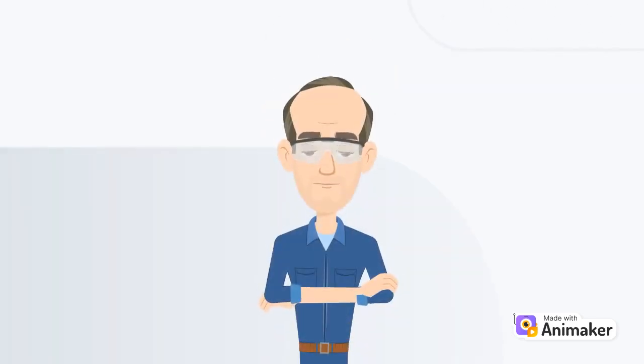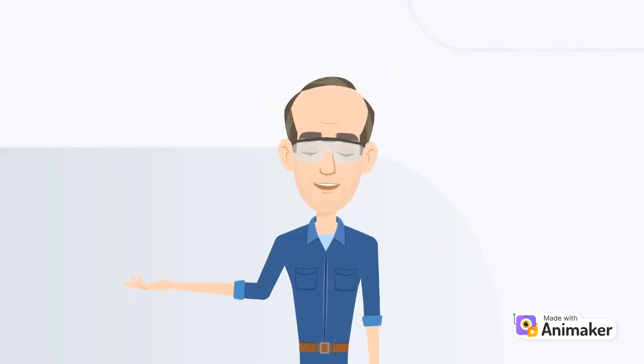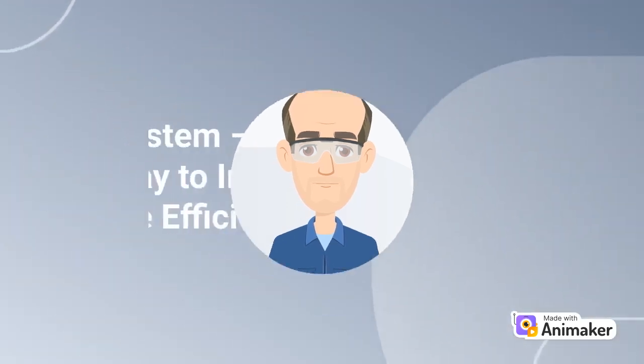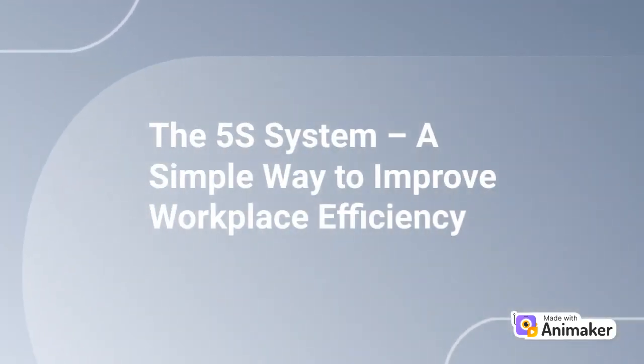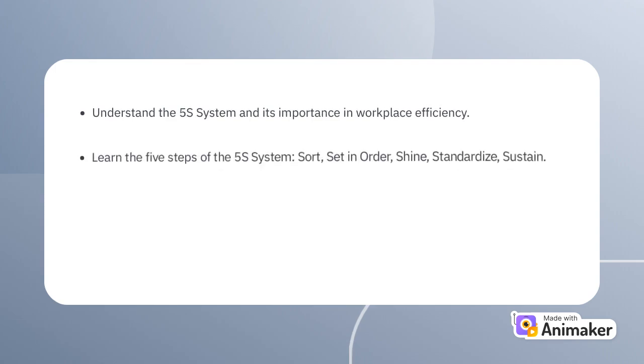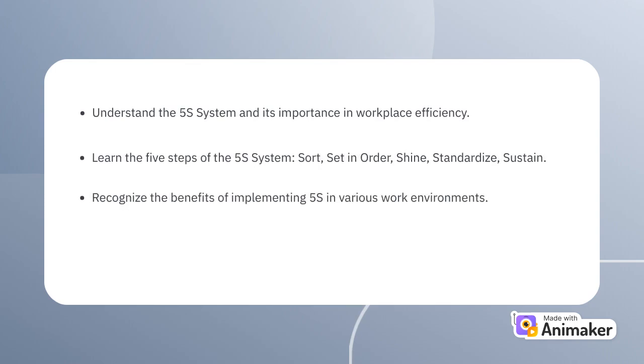The 5S system, a workplace organization method aimed at improving efficiency, reducing waste, and enhancing safety. The 5S system, a simple way to improve workplace efficiency. By the end of this training, you will understand the 5S system and its importance in workplace efficiency. Learn the 5 steps of the 5S system: sort, set in order, shine, standardize, sustain.